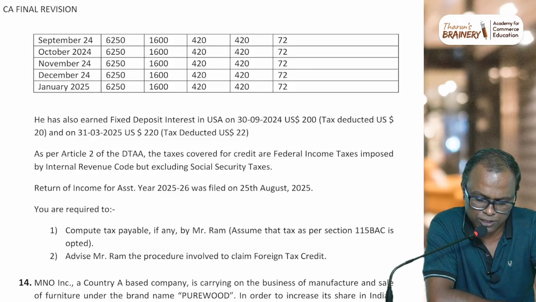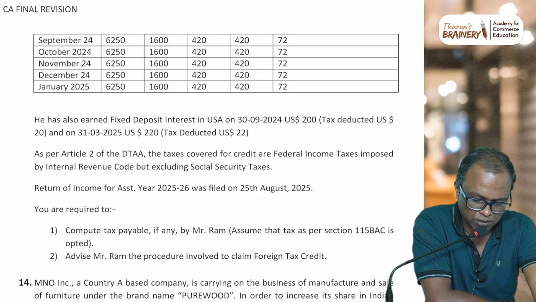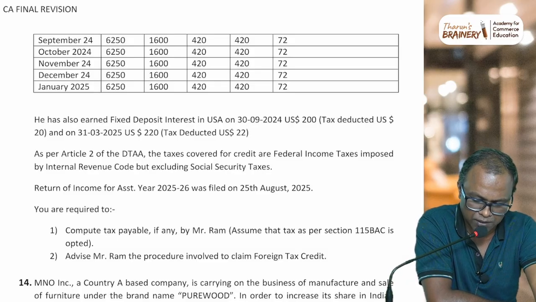You are required to compute tax payable, if any, by Mr. Ram. Assume that tax as per 115BAC is opted. He is under default. Advise Mr. Ram the procedure involved to claim foreign tax credit. That is, what procedure, which form should be filed, proof of challan should be submitted, all those things.